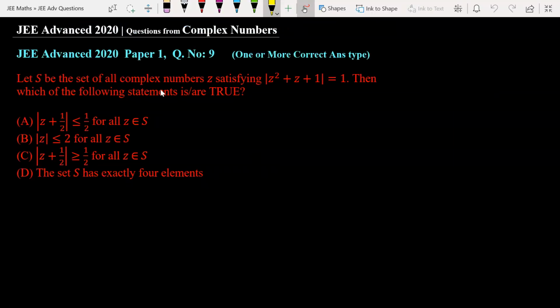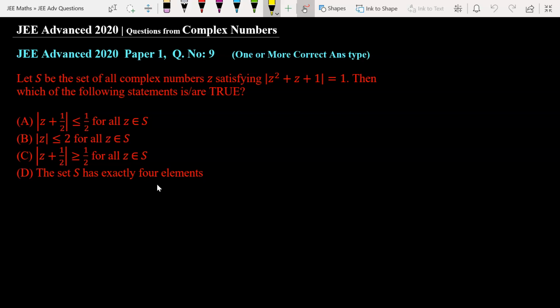Let S be the set of all complex numbers z satisfying this equation: modulus of z square plus z plus 1 is equal to 1. Then which of the following statements is or are true? If you look at the first three options, they are based on inequalities. From this we get a hint that we can use the triangle inequality. And the fourth option is slightly different.